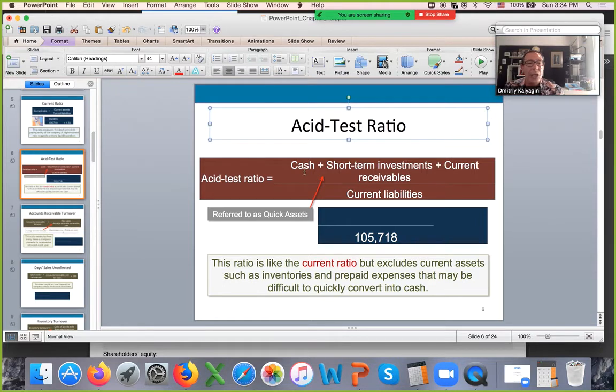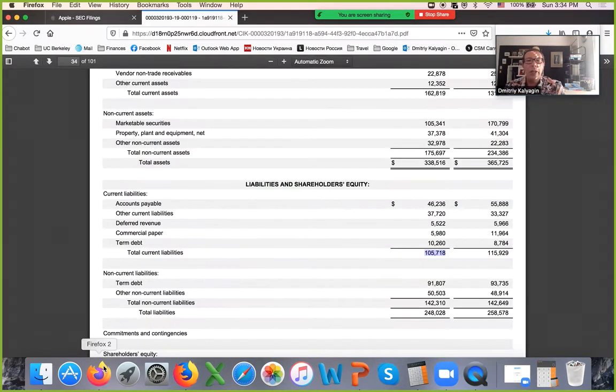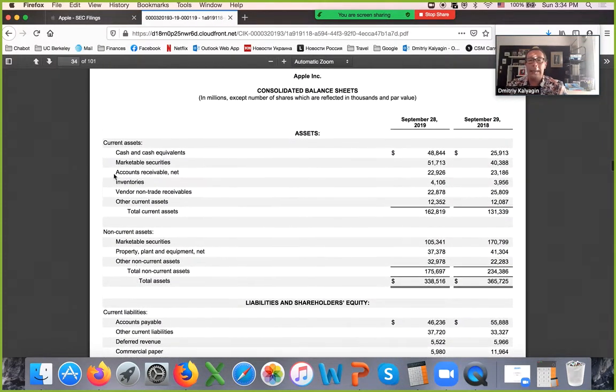It's the cash and cash equivalents plus current or short-term investments plus current receivables. So let me look at what Apple has above inventories. They have those three groups. So I'm going to take these three amounts right here and I'm going to add them up.